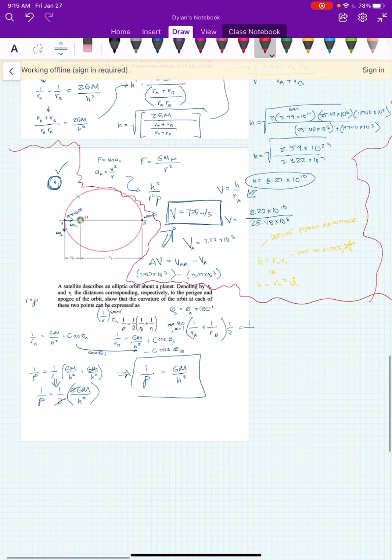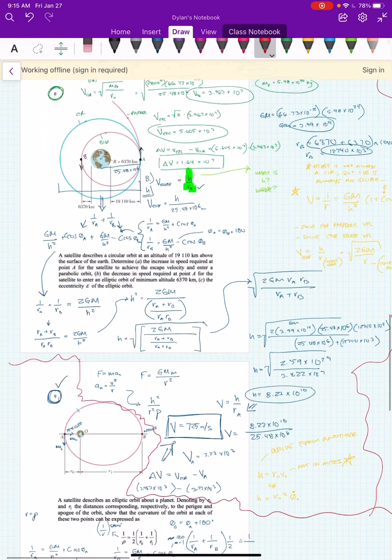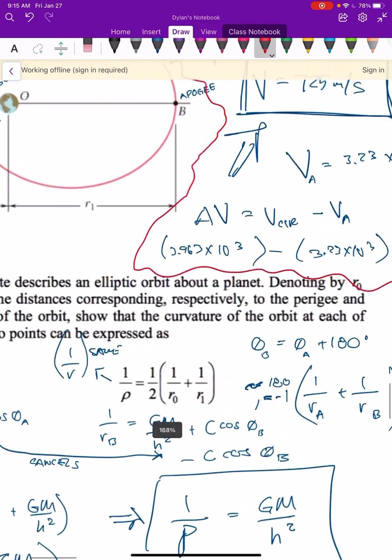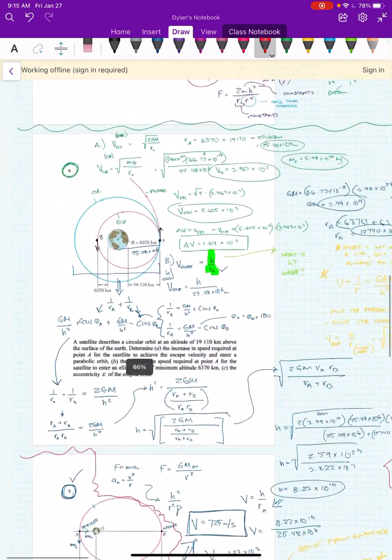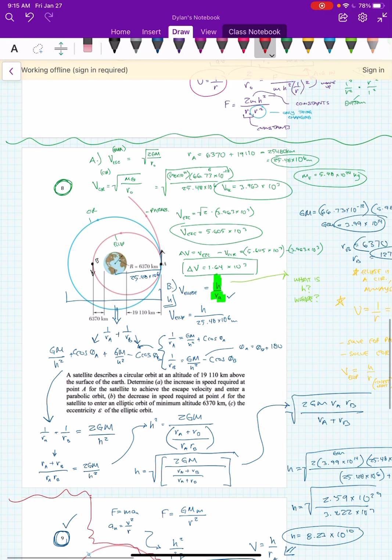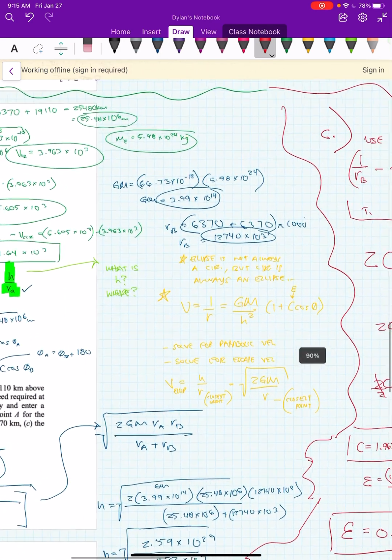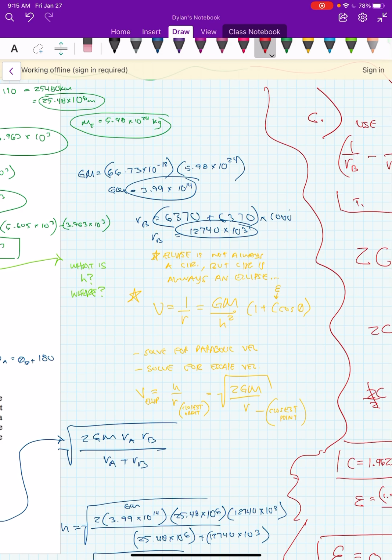Let's see, where did we prove that? We prove it in number 9 below. This relationship down here, 1 over rA plus 1 over rB equals 2GM over h squared. I didn't write down, oh yeah, so in yellow over here, this is the relationship for an ellipse.